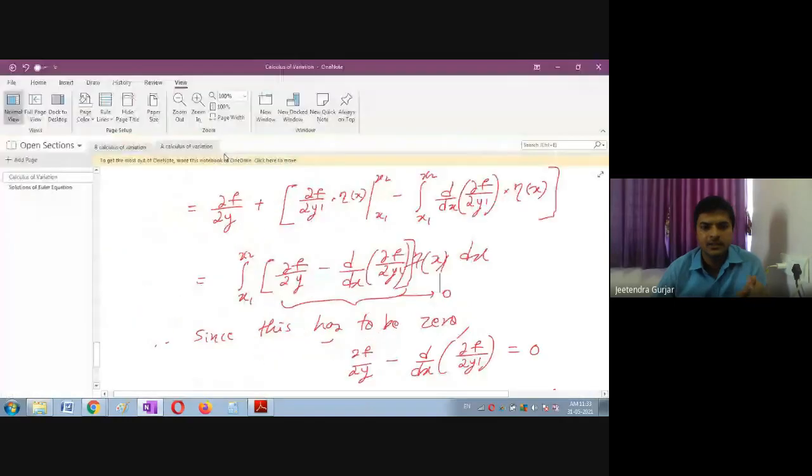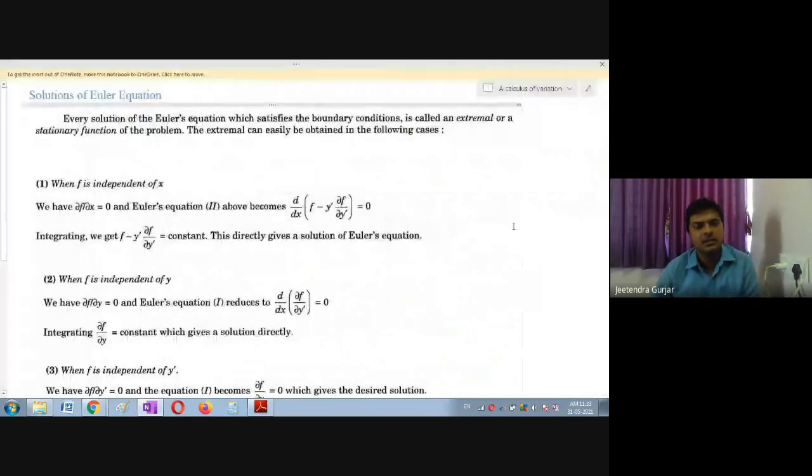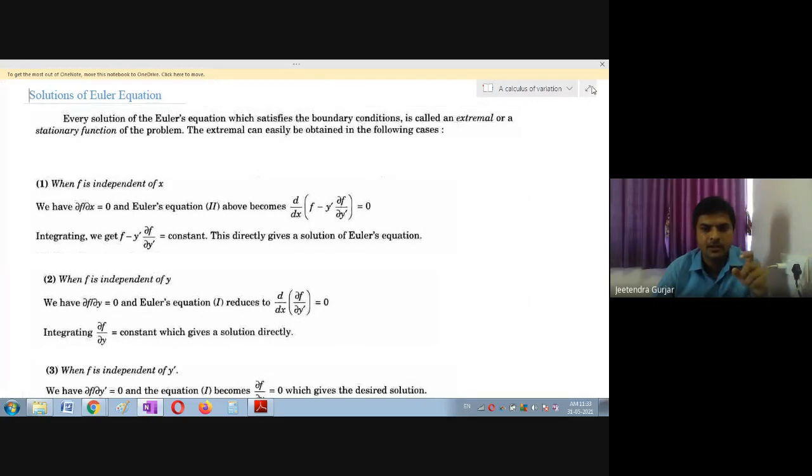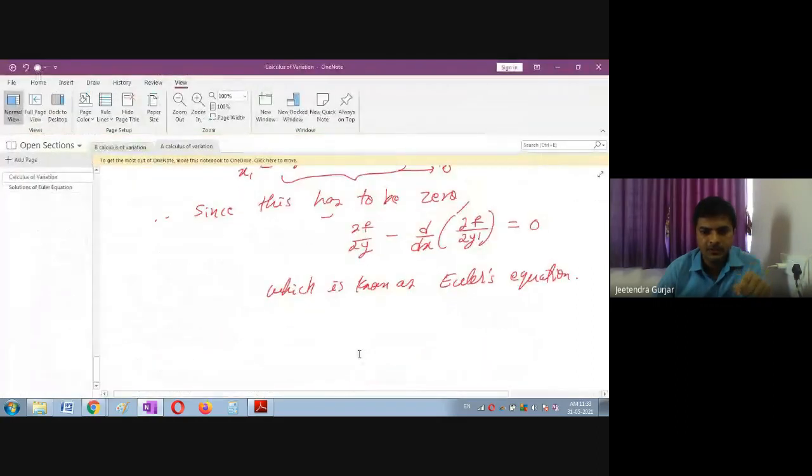Then we have some solutions of Euler's equation given here. Every solution of Euler's equation which satisfies the boundary condition is called an extremal, students, or the stationary functions of the problem. The extremal can easily be obtained in the following cases. What we have derived here, Euler's equation, is dou f upon dou y minus d upon dx of dou f upon dou y dash is equal to 0. This is the first formula you have to remember to solve the examples, students.